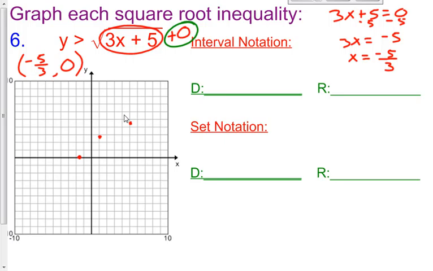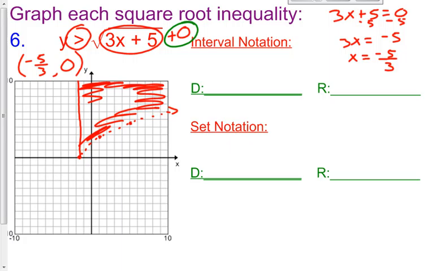Now you're going to connect these dots. Be careful what line you use to connect those dots. It's a greater than symbol. It's not greater than or equal to. So once again, you're going to use a dotted line to connect these. And that's what that graph looks like. Make sure you don't forget the shading. This is a greater than sign, so greater than means that you shade everything above your graph. So this line is going to be your boundary, and you're going to shade everything above. So there's where your shading takes place.